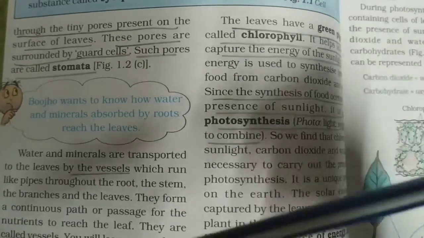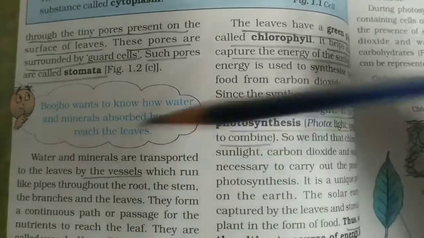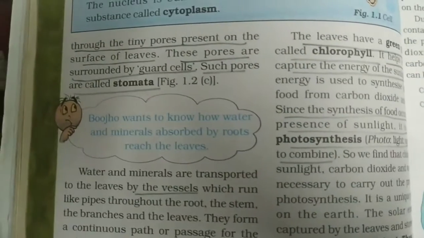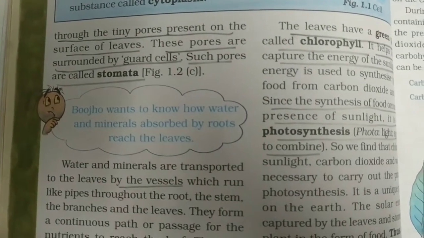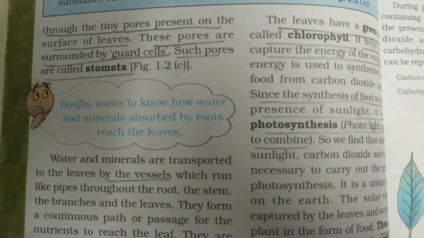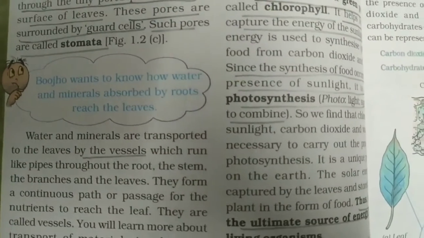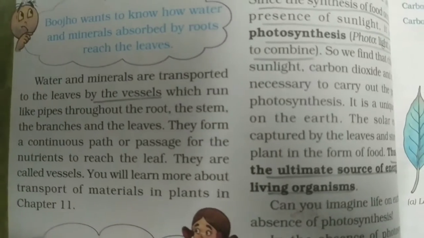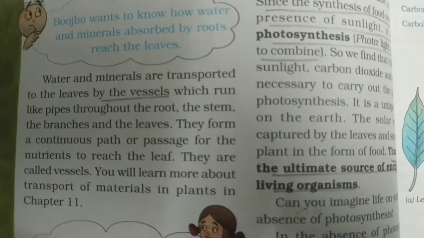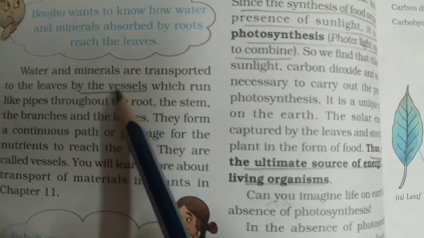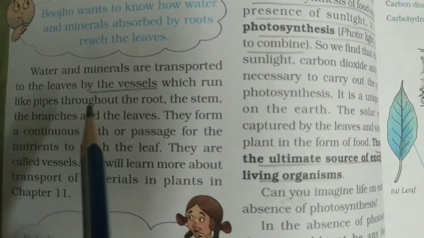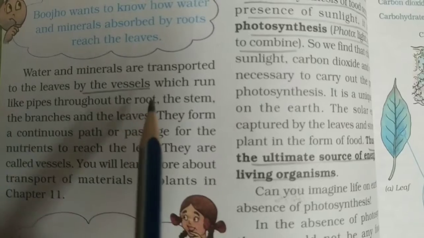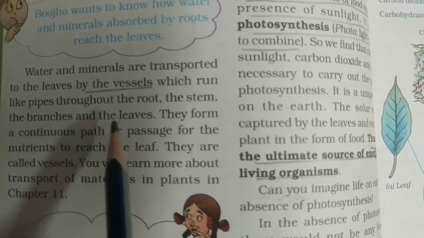Now it's really important to learn all of these points, okay? Now, someone wants to know how water and minerals absorbed by roots reach the leaves. The roots are down in the soil, right? So how does that reach the leaves? Water and minerals are transported to the leaves by the vessels, which run like pipes throughout the root, the stem, the branches, and the leaves.